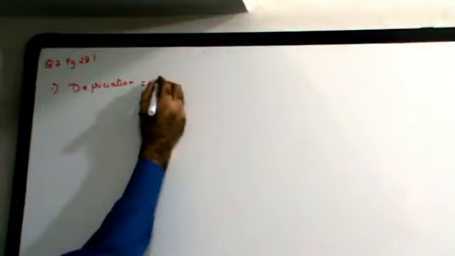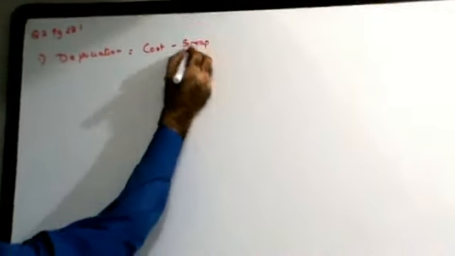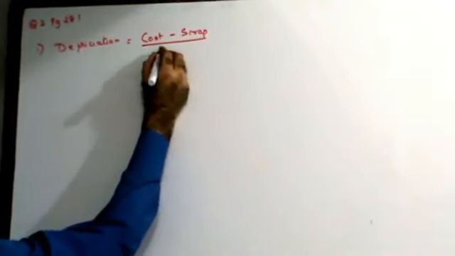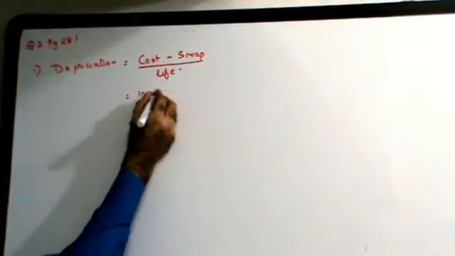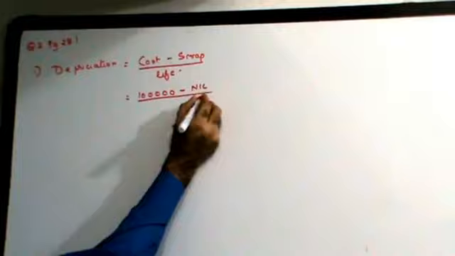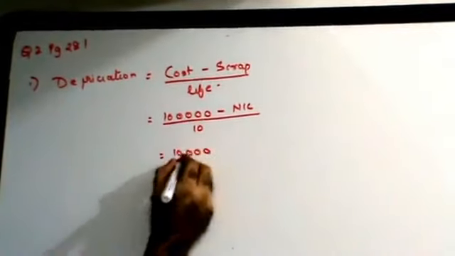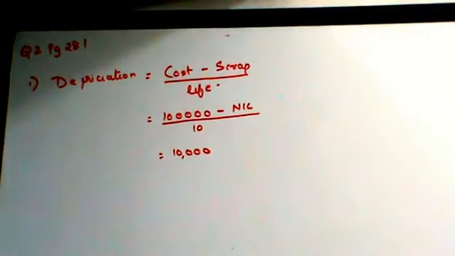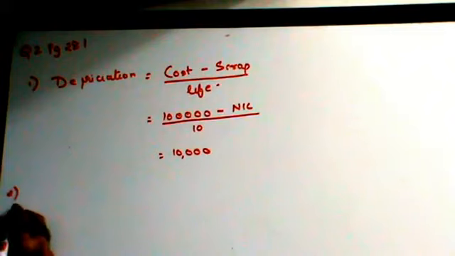Depreciation is nothing but original cost minus scrap upon estimated life. Cost of the asset is given to you as 1 lakh. Scrap value is nil. Upon estimated life is given to you as 10 years. So depreciation is going to be 10,000 rupees. Once you have the depreciation, then you can calculate.